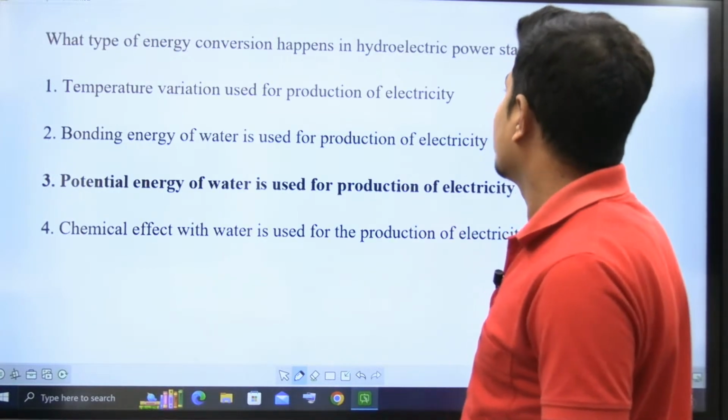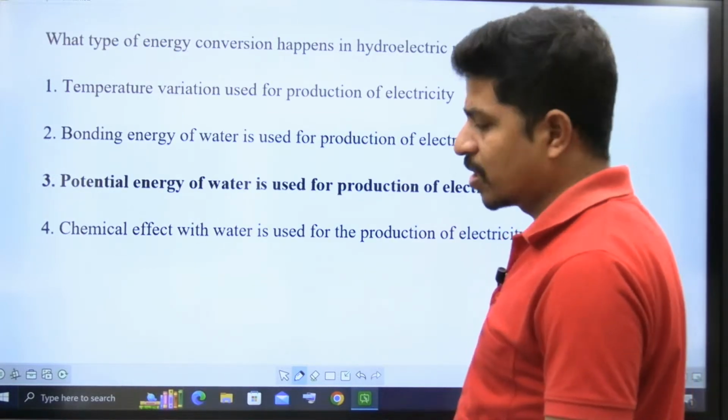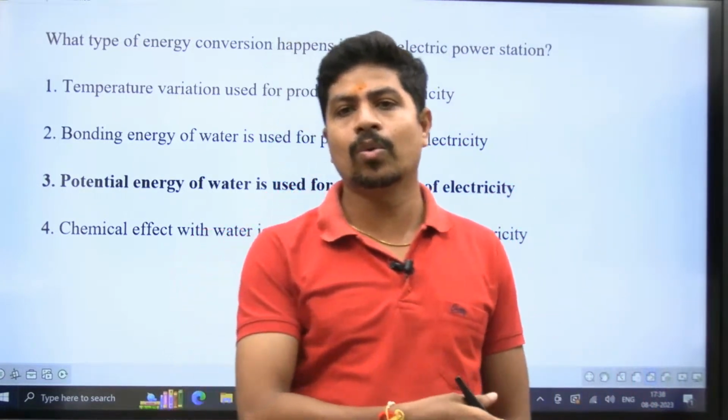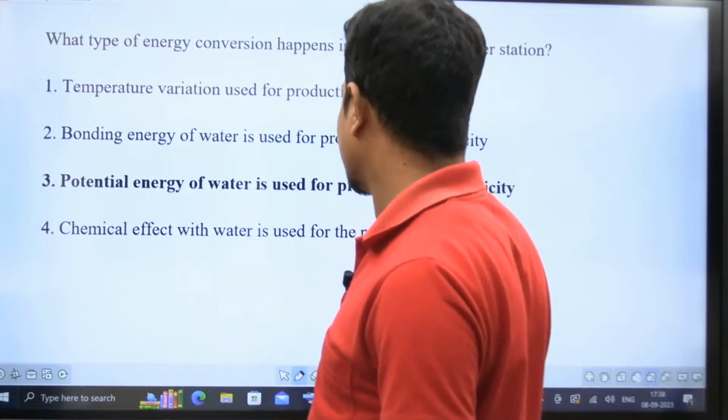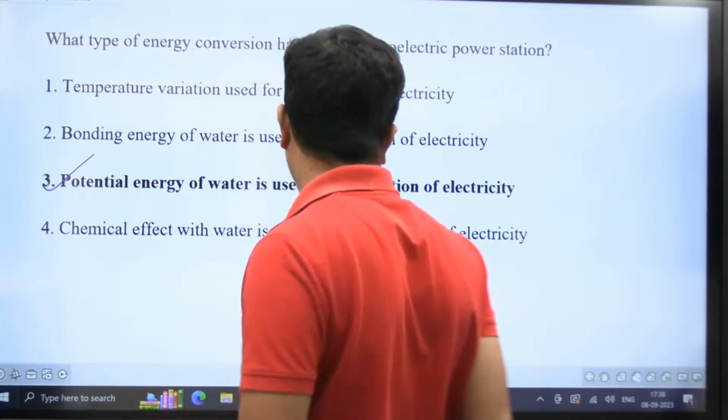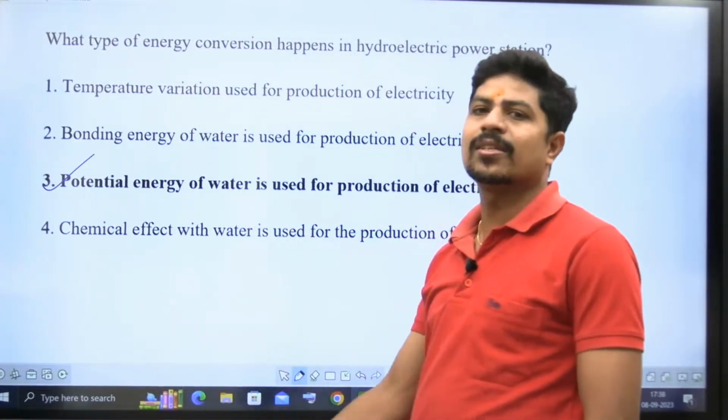What type of energy conversion happens in a hydroelectric power station? Potential energy will be converted to electrical energy, right? The potential energy of water is converted for the production of electricity. That is a very simple thing, right?